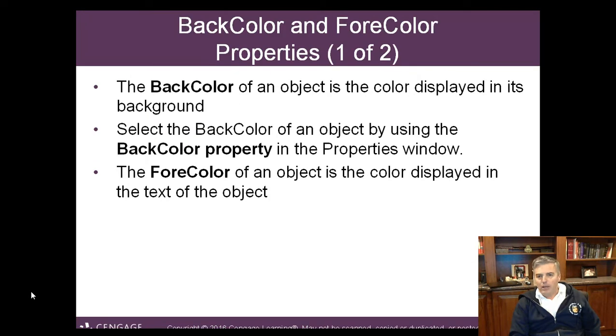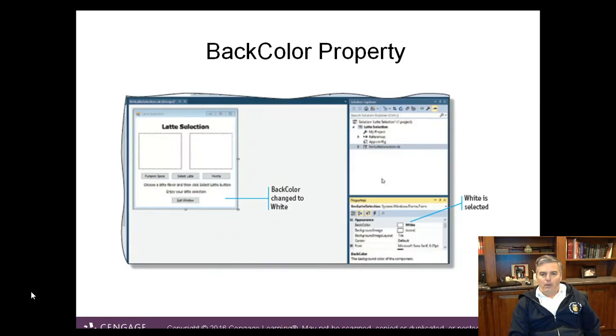So the back color of an object is the color displayed in its background. To set the back color of an object, use the back color property in the properties window. I think we did a little bit of this for those of you that are in class with the labels. The forecolor of an object is the color displayed in the text of the object. So that's really the text color. I always thought that was a little confusing that they don't call it text color, they call it forecolor, just the way it's done. So in this example, the back color of the form was changed to white from the default gray.